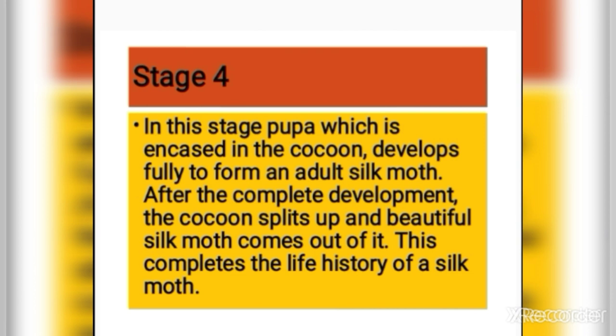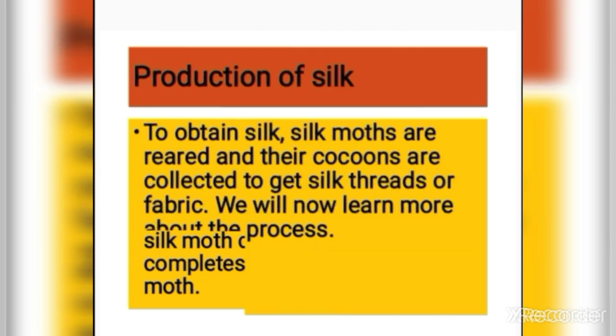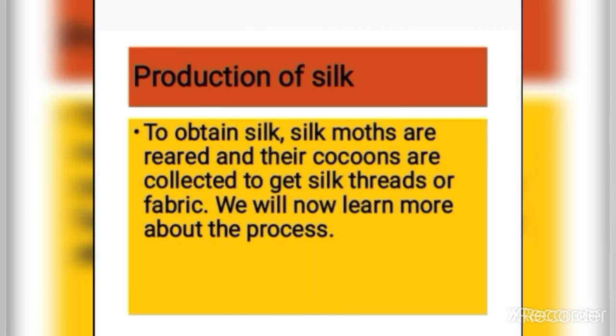So, this was the life history of a silk moth. Now, let us understand the process of production of silk. To obtain silk, silk moths are reared and their cocoons are collected to get silk threads or fabric. We will now learn more about the process.